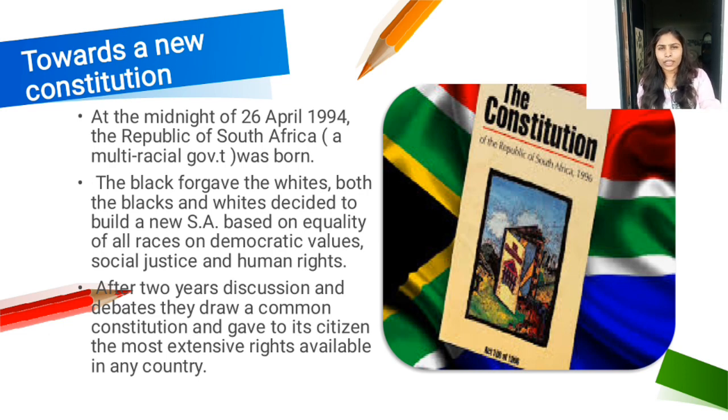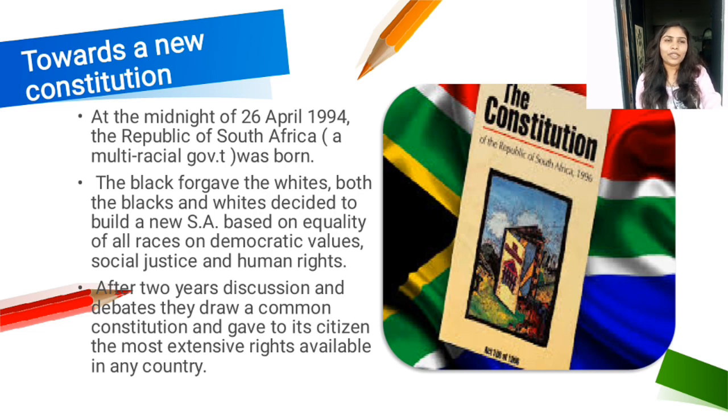So towards a new constitution, at the midnight of 26th April 1994, the Republic of South Africa, a multiracial government, was born. Multiracial government means a government in which there are white people, black people, as well as colored people. The black forgave the white. Both blacks and whites decided to build a new South Africa based on equality for all races, on democratic values, social justice, and human rights.